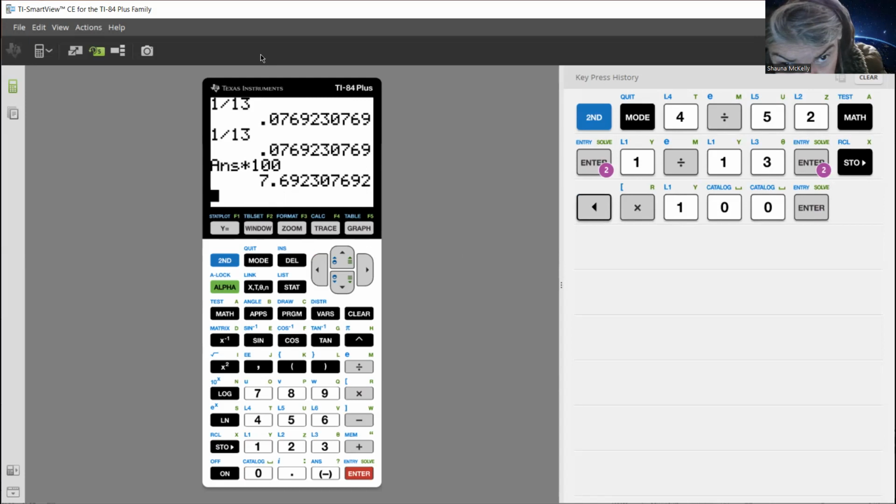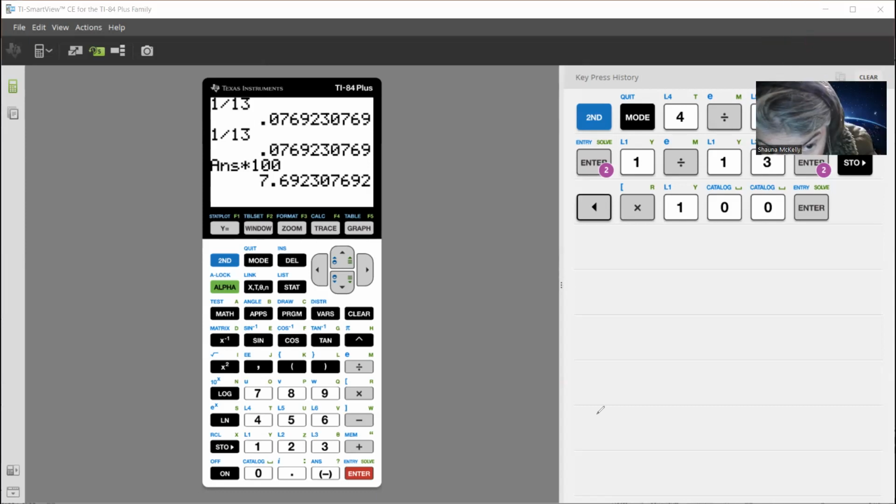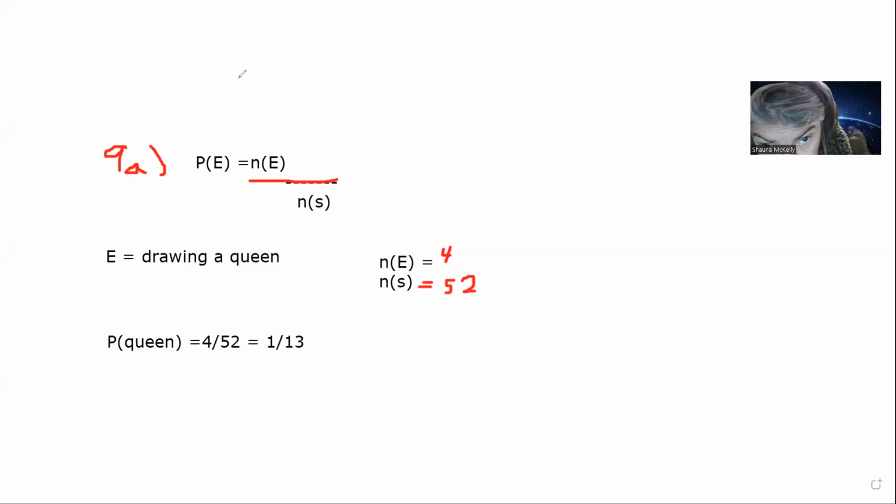0.0769, 7.69%. So here this would be equal to 0.0769, and that would equal 7.69%.